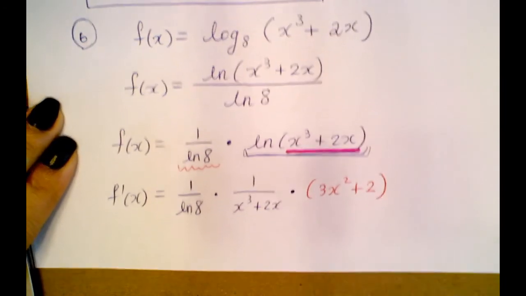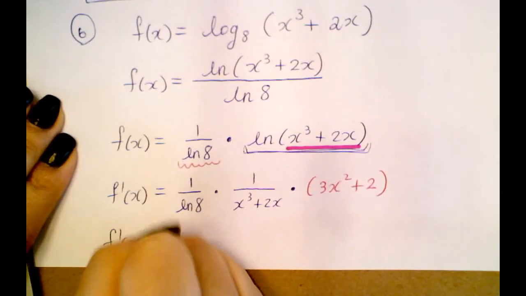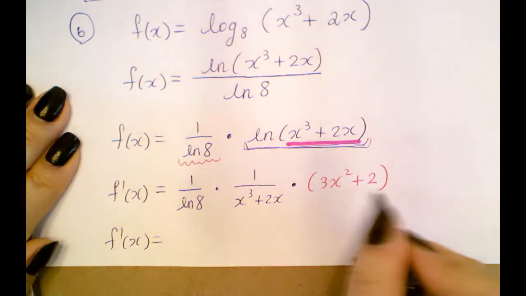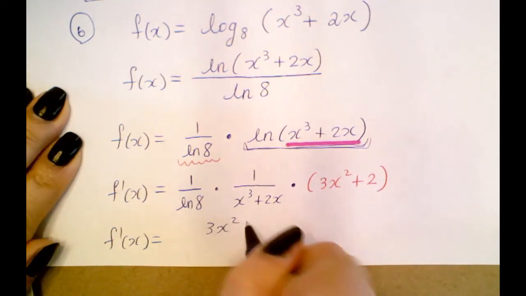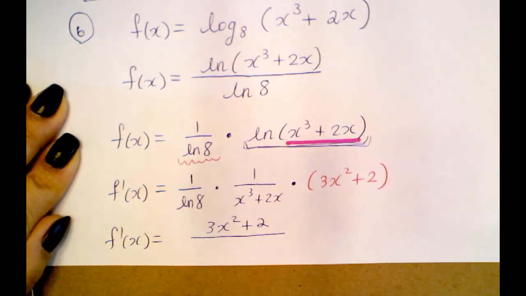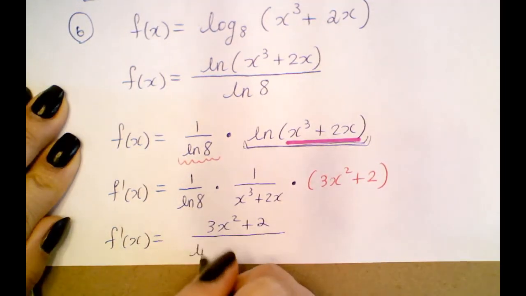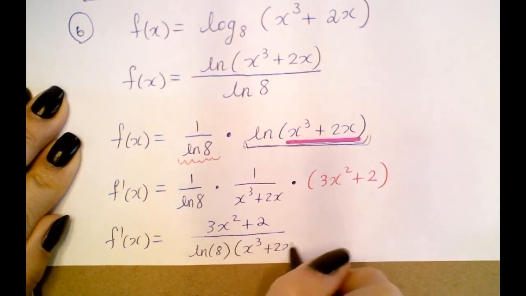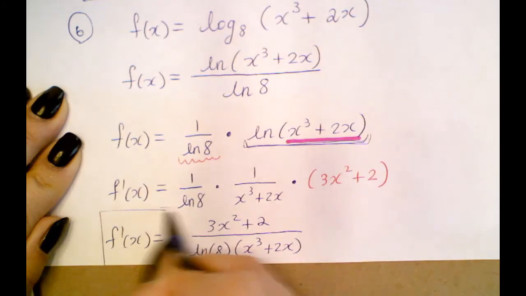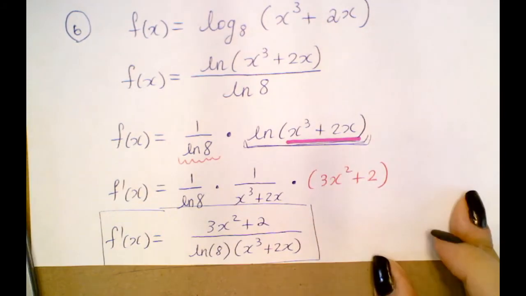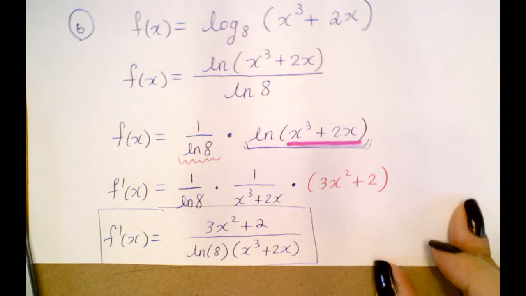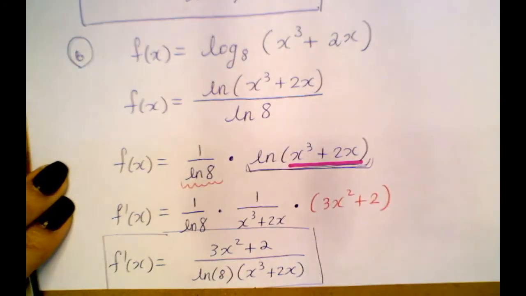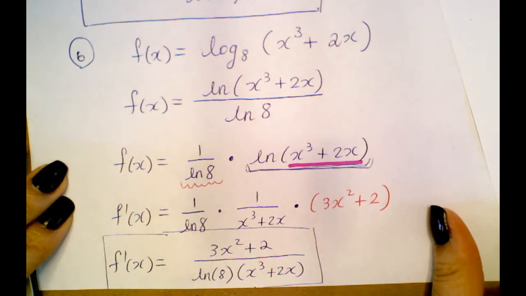Okay, now last thing to do is just putting all these together. What's my numerator? This red expression. I'll have 3x squared plus 2 on top of my fraction. And in the bottom of my fraction, let me put natural log of 8 times x cubed plus 2x. And that is it. That is our f prime. How was that one? Are you doing any better with number 6? I'm sure you're doing really, really good. One more chain rule, and I will end with some product rule examples, okay?